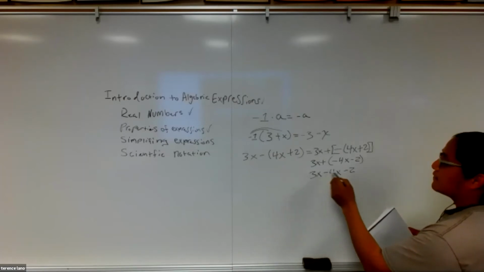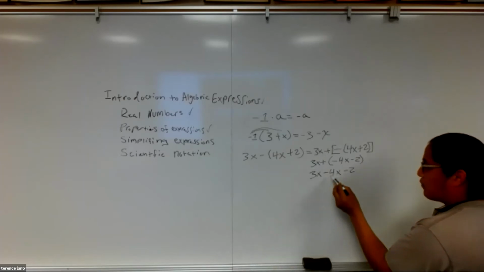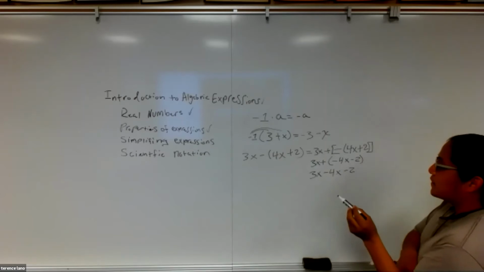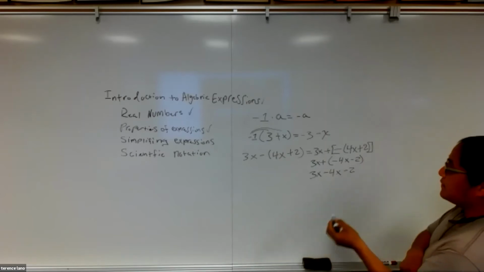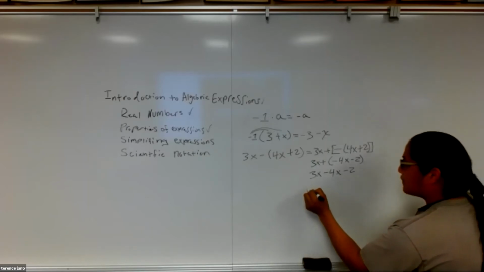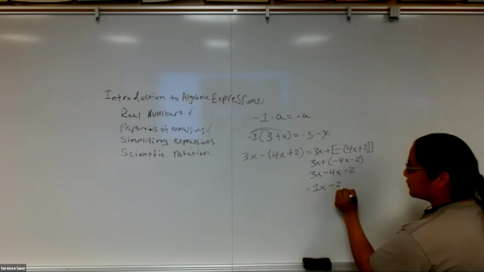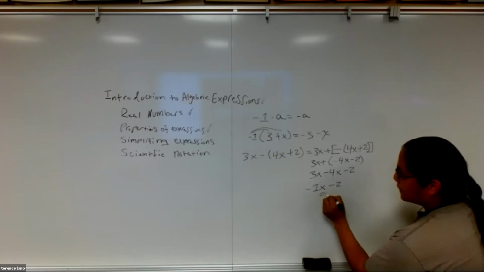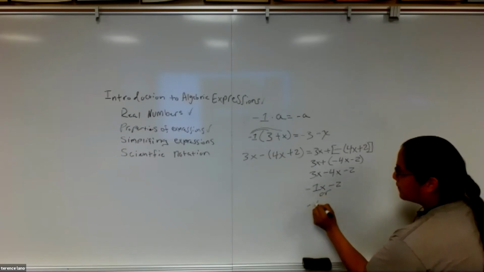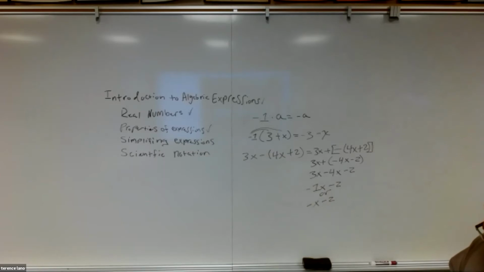When we're adding a negative to a positive, it's like subtracting. But if your negative number is bigger than your positive number, then it's going to keep that sign. So we're going to have negative 1x minus 2, or negative x minus 2. Both of them are the same. They both represent the same thing. Any questions with this one?